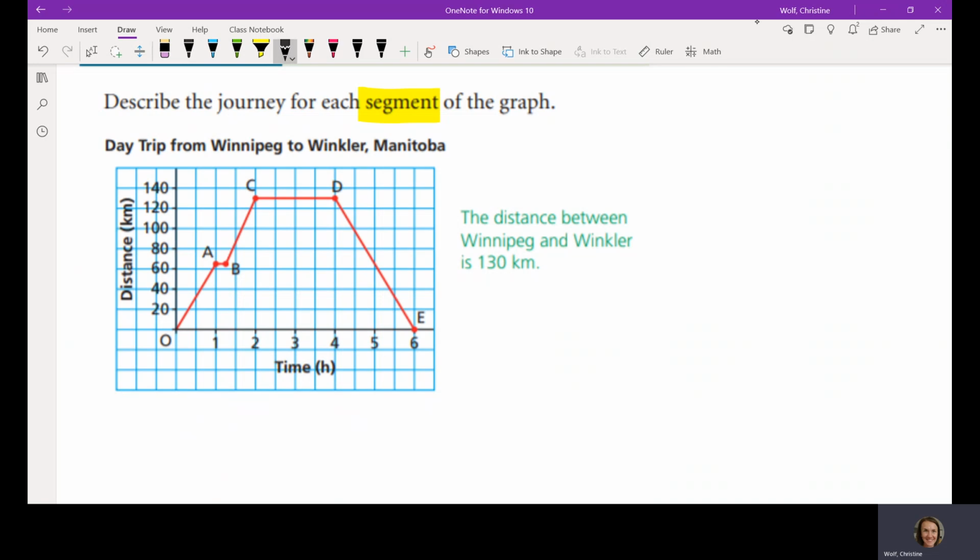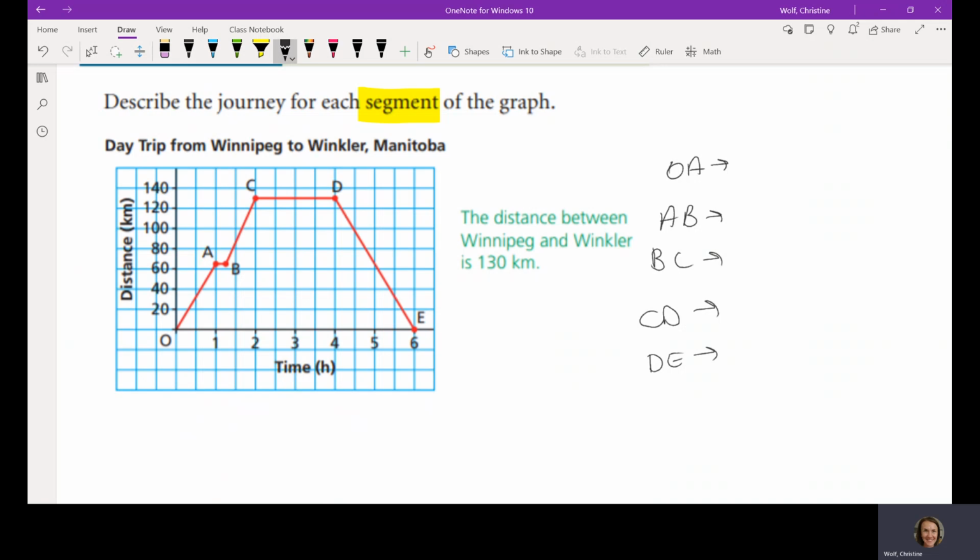So this graph is in segments. Here's segment 1, segment 2, segment 3, segment 4, segment 5. Okay, you see how those are defined? It's just any change of direction will be a new segment. And they're also labeled with letters. So if we're talking about our segments, we have segment O to A, A to B, B to C, C to D, and D to E. Those are our 5 segments. That's how we label them. So I want you to do that. Use the letters to label them.